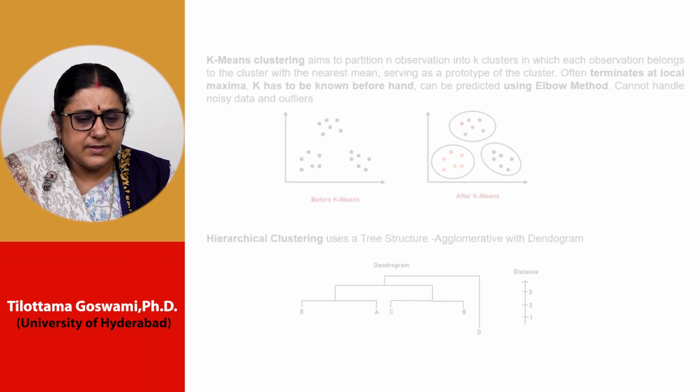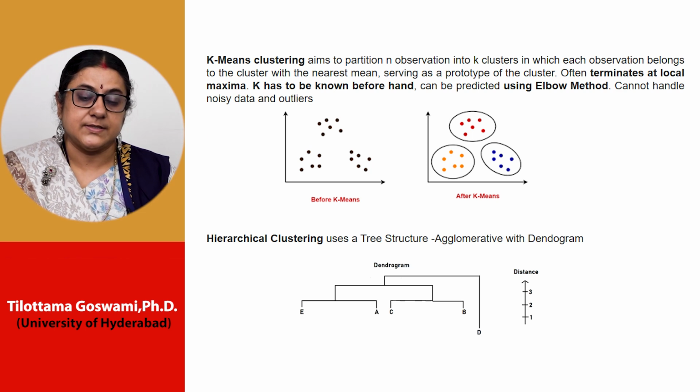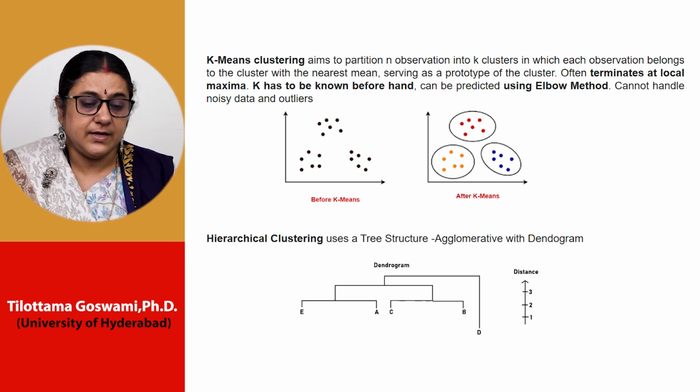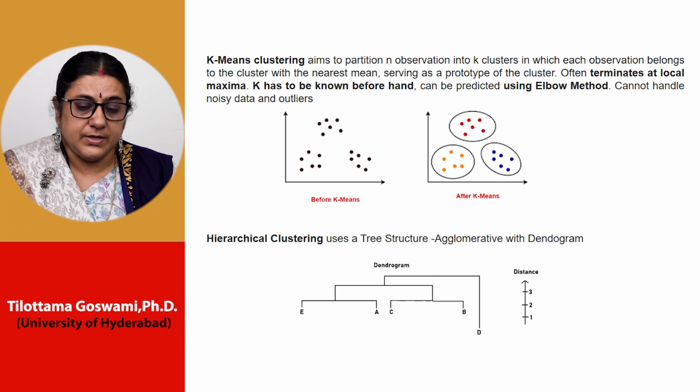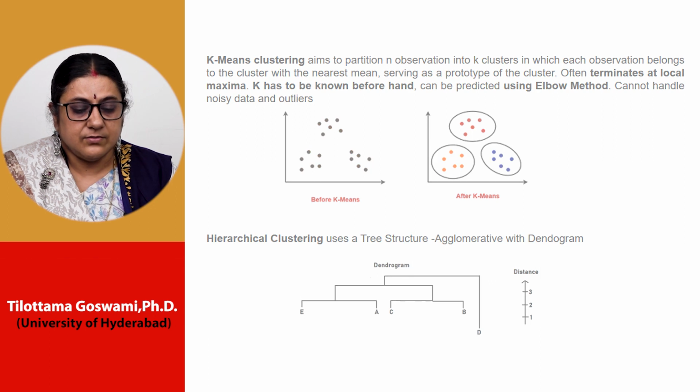K means clustering: initially we have to assign the K number of clusters. So the value of K is a prerequisite, and it often terminates at a local optimum. K has to be known beforehand. There is a method called the elbow method which helps to know the value of K. The disadvantage is that K means cannot handle noisy data and outliers.